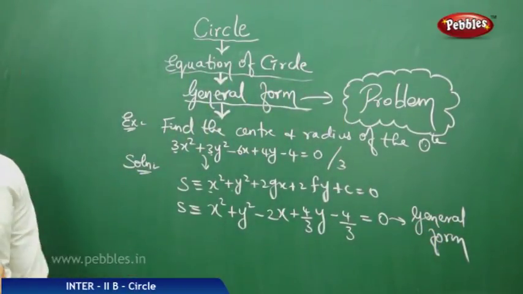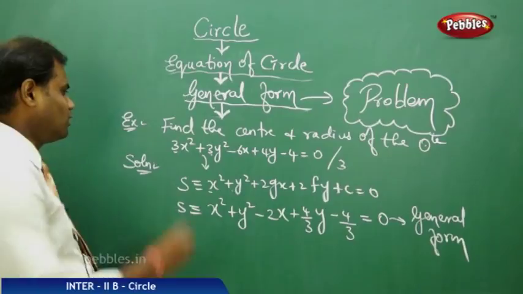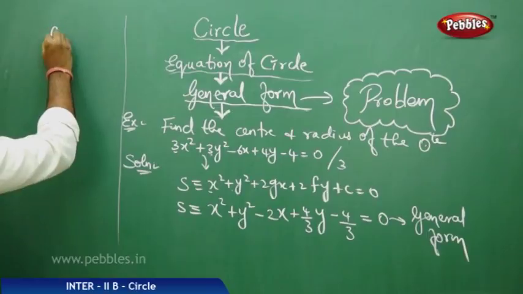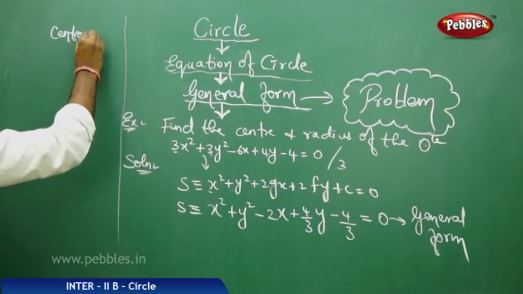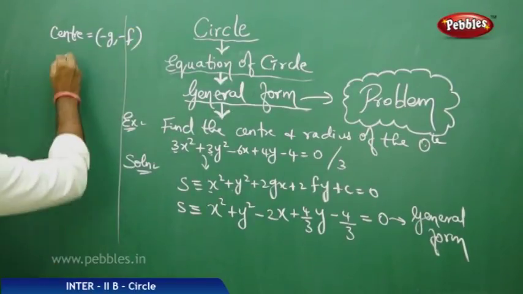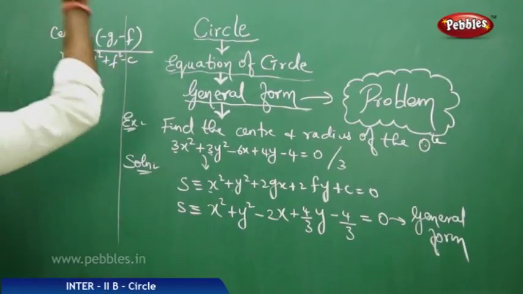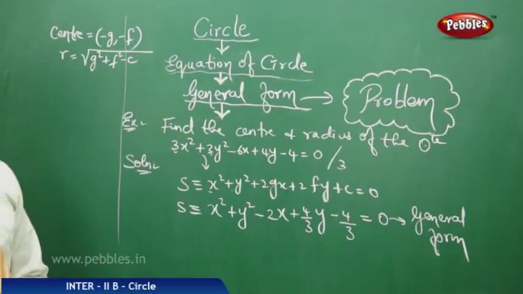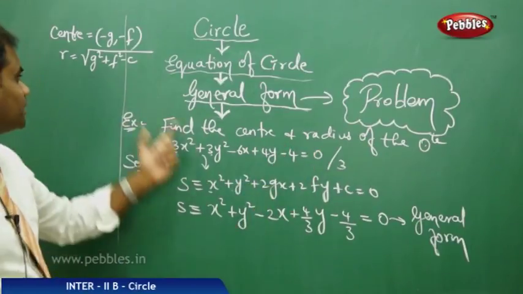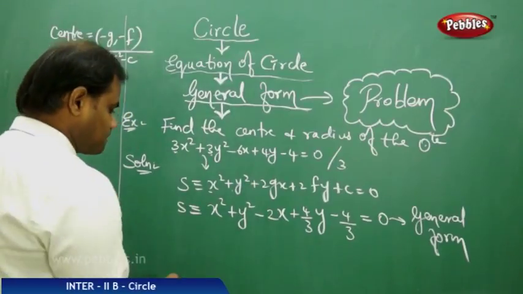Now from this I am going to extract the center and radius. We all know that the center in the standard form is given by (minus g, minus f), and the radius is given by root of g squared plus f squared minus c. So in order to find the center and radius as required in the question, I need to find g, f and c from this. So let's see what g is.